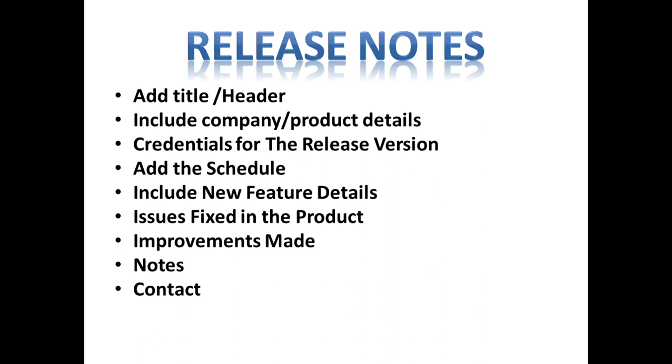While writing the release note, first you have to add the title or the header. This title or header is the first section included in the release note. It contains information like the document name or the product name. By looking at this particular header or title, you can get to know what product or software this release note is related to.